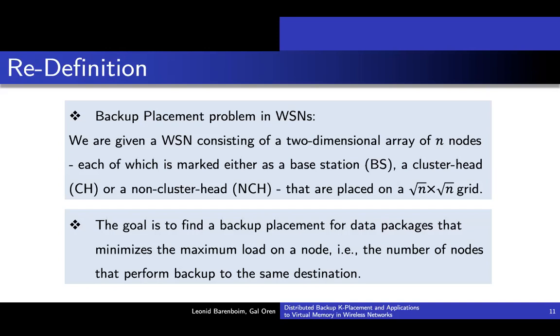To this end, we redefine the problem in terms of WSNs as follows. We are given a WSN consisting of a two-dimensional array of n nodes, each of which is marked either as a base station, a cluster head, or a non-cluster head, that are placed on a square root n by root n grid. The goal is to find a backup placement for data packages that minimizes the maximum load on a node, i.e., the number of nodes that perform backup to the same destination.